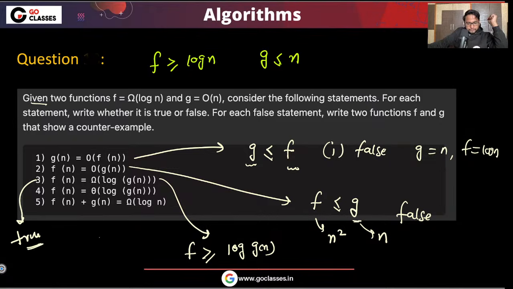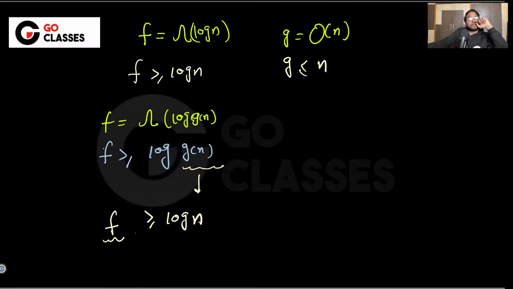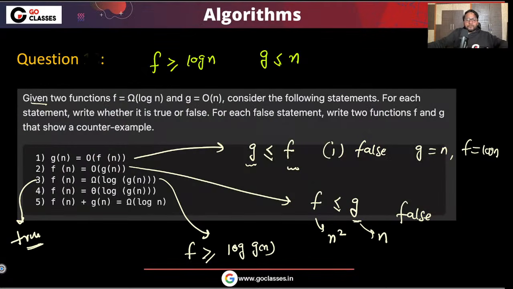Understood? Okay. Now they are saying they're related by theta. Can you say they're related by theta? If you put the theta here, are they equal? No, right? What about f? F can be an even bigger function, n cube, right? If f is n cube, then they are not equal. So this is false.